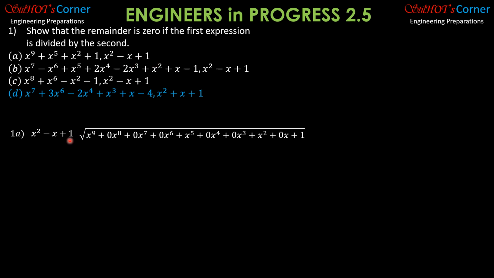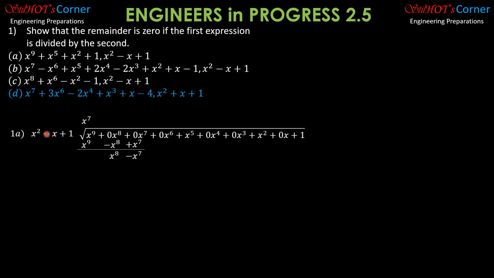So x to the 9 divided by x squared is x to the 7, and x to the 7 times x squared is x to the 9. x to the 7 times negative x is negative x to the 8, so it is under the similar term 0x to the 8. Then x to the 7 times 1 is x to the 7. Then we subtract, so x to the 9 will be eliminated, then 0 minus negative x to the 8 is x to the 8, then minus x to the 7.